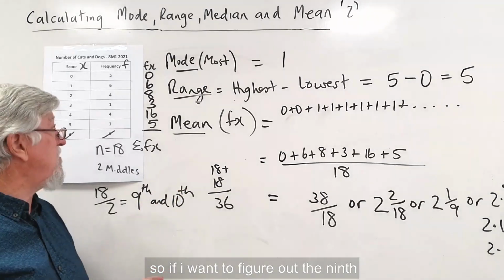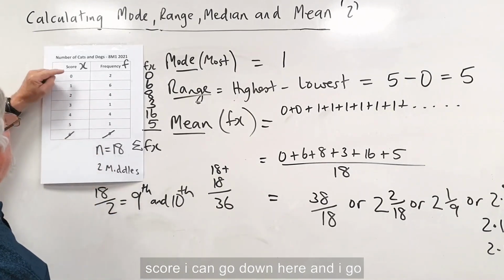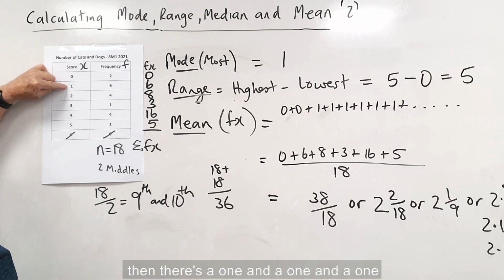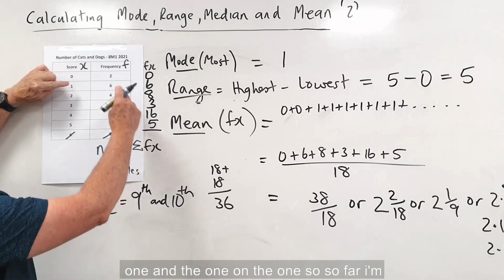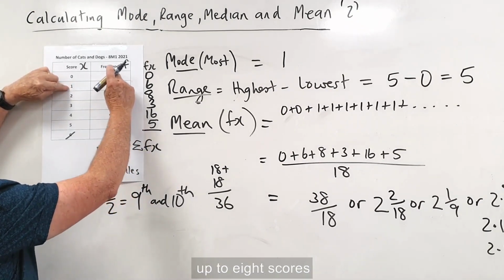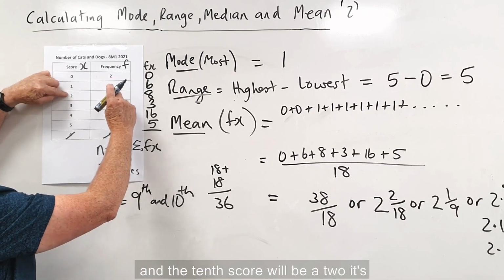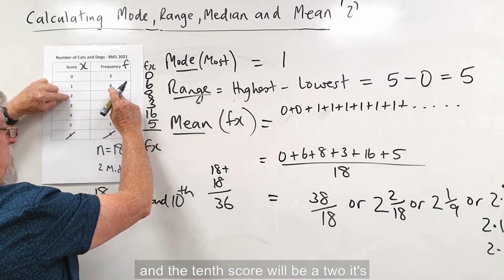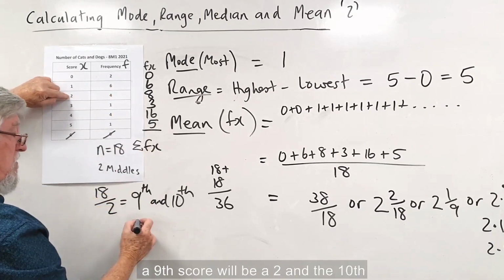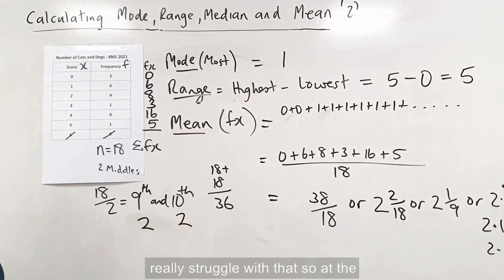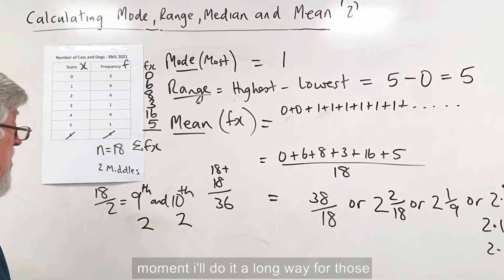So if I want to figure out the 9th score, I can go down here and I go, there was a 0 and a 0, that's 2. And then there's a 1 and a 1 and a 1 and a 1 and a 1 and a 1. So far I'm up to 8 scores. So the 9th score will be a 2. And the 10th score will be a 2. And a lot of people really struggle with that. So in the moment I'll do it the long way for those who struggle.